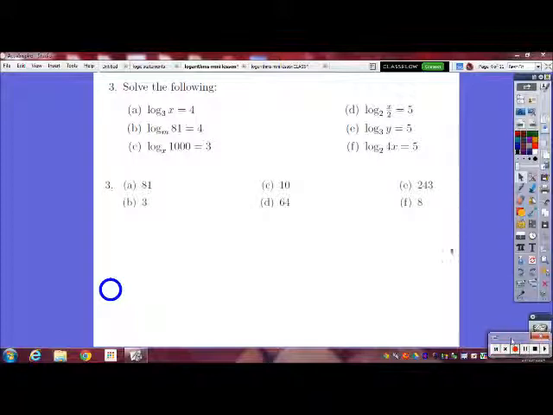So here are the solutions on A through F, and if you have any questions about how these solutions were arrived at, then please ask in class tomorrow.